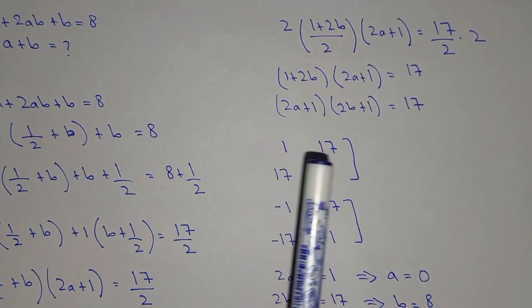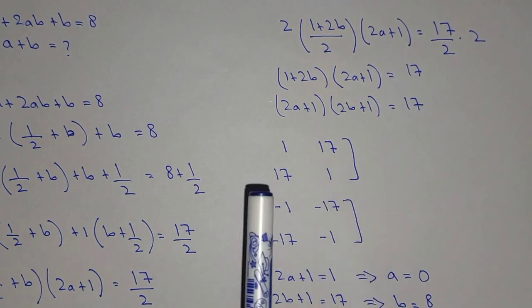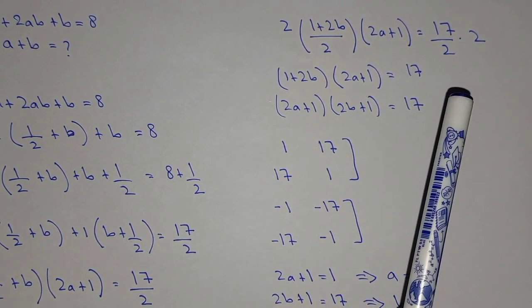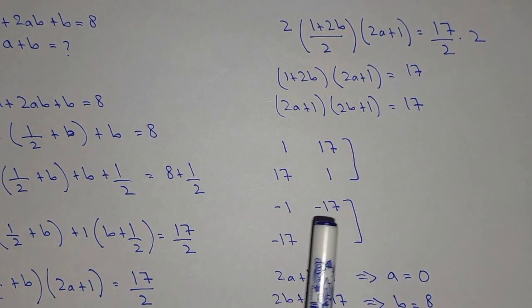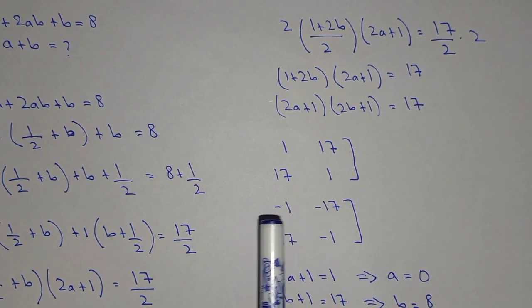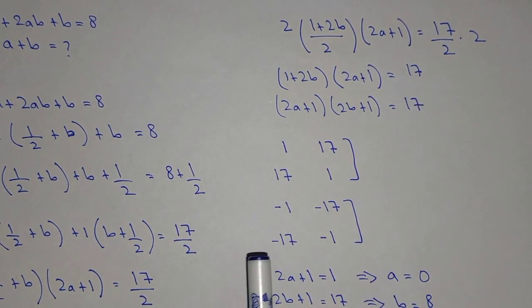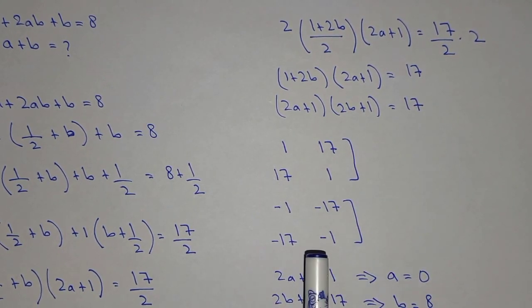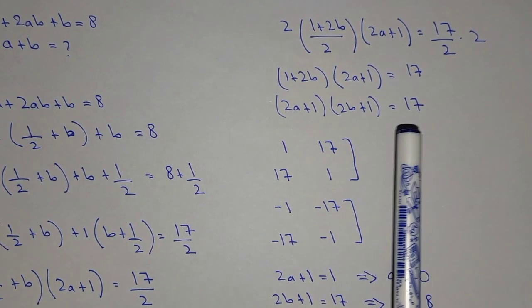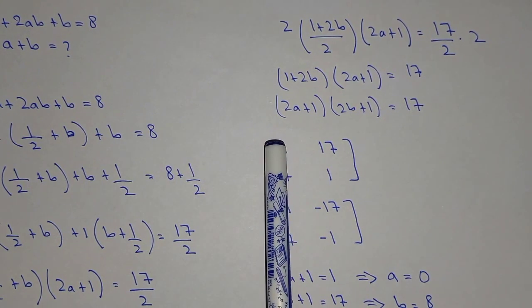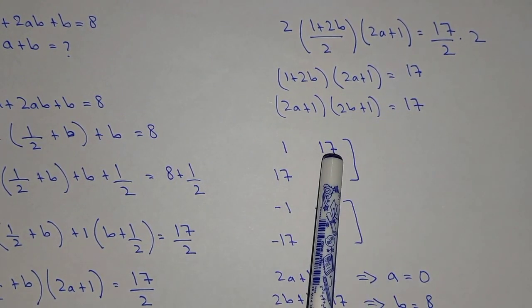It means 1 multiplied by 17 is 17, and also 17 into 1 is 17. So also minus 1 and minus 17: minus 1 into minus 17 will be plus 17, and minus 17 into minus 1 is also plus 17. So we are keeping 2a plus 1 equal to 1 and 2b plus 1 equal to 17.